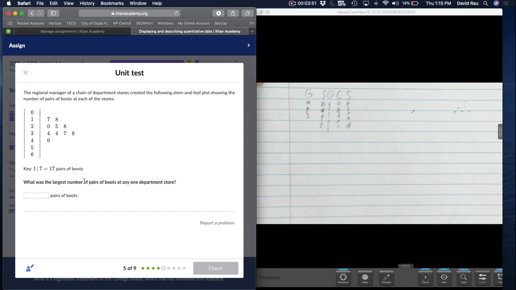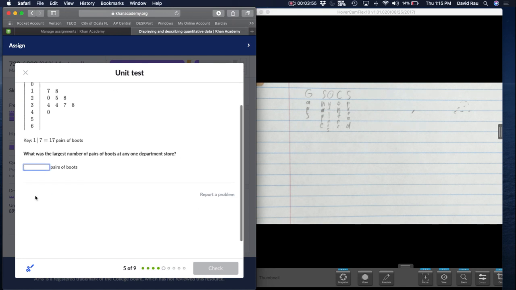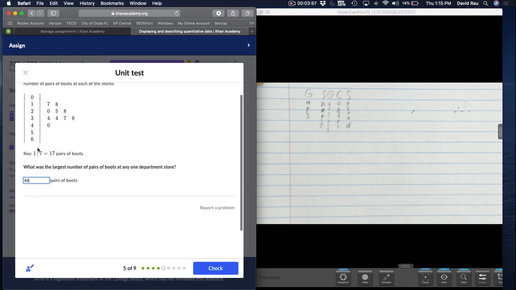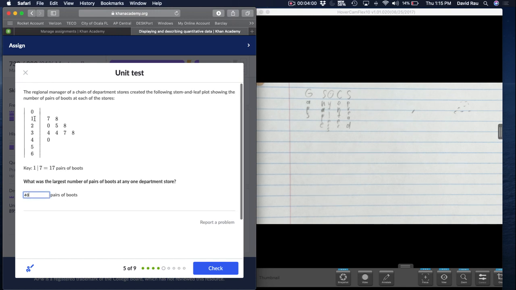And it says, what was the largest number of pair of boots in any one department store? The answer is 40, because the way you read a stem and leaf plot is this is 17, this is 18, 20, 25, 28, 34, 34, 37, 38, and 40. This is the tens place, this is the ones place, and you can see that from the key they give right there.